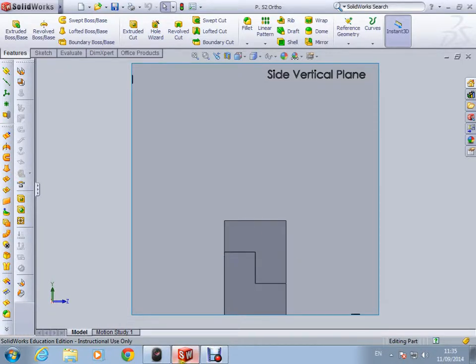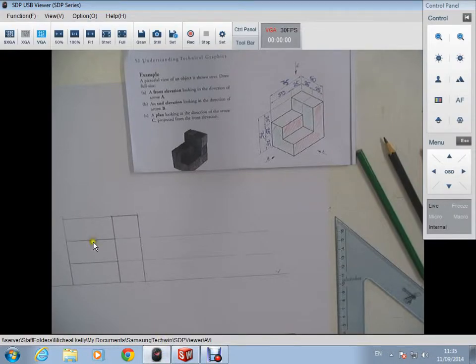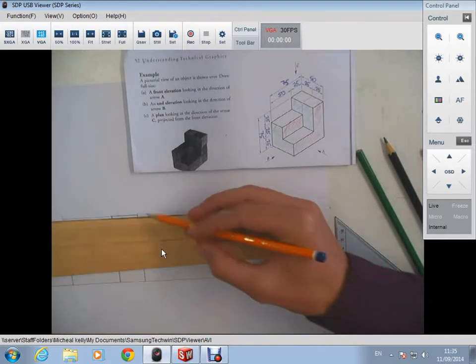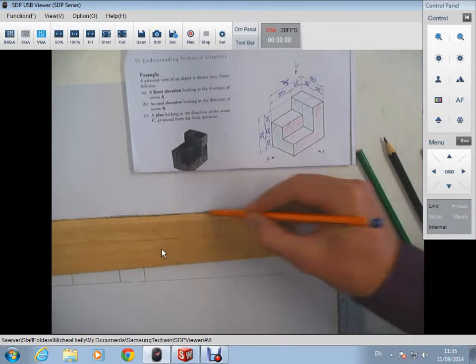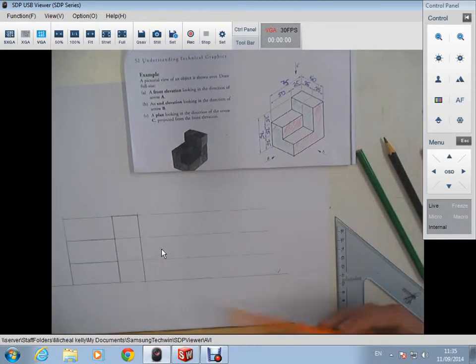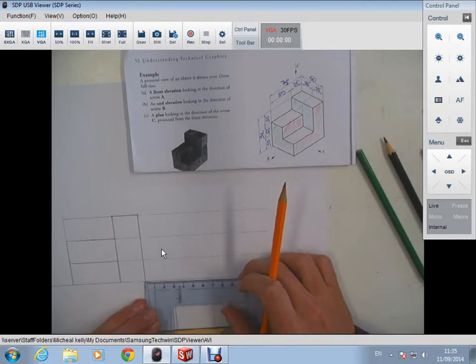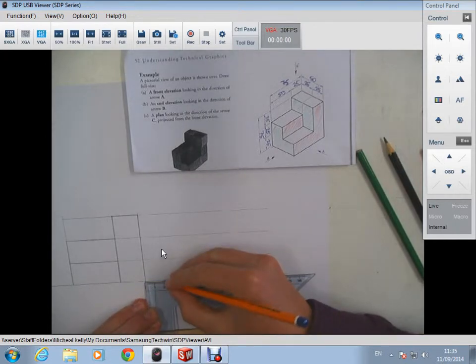So to save time, I can project my heights across, as I did already, from my elevation to my end elevation. So I have two of the heights here already. I need to project across the third height, so I don't have to measure these 25mm distances up a second time. Now, generally I keep my end elevation about 20mm away from my elevation.